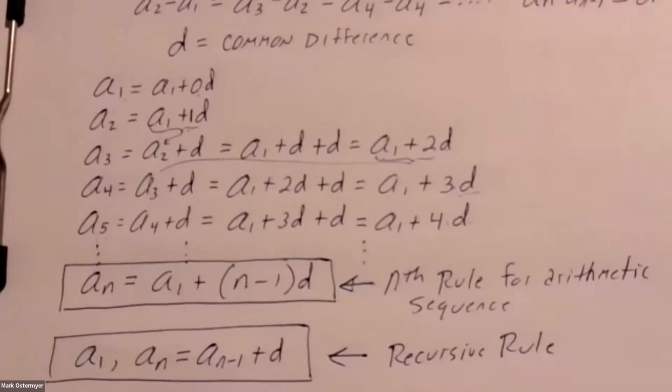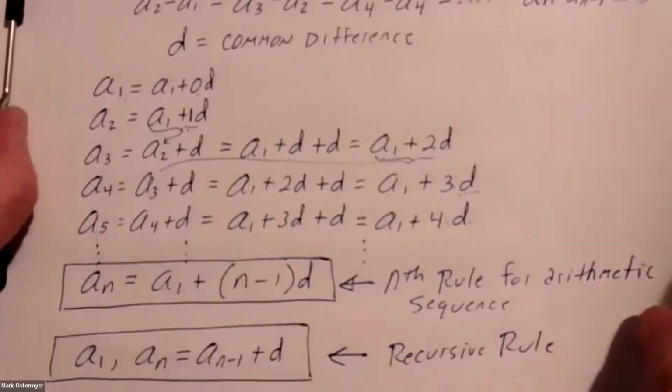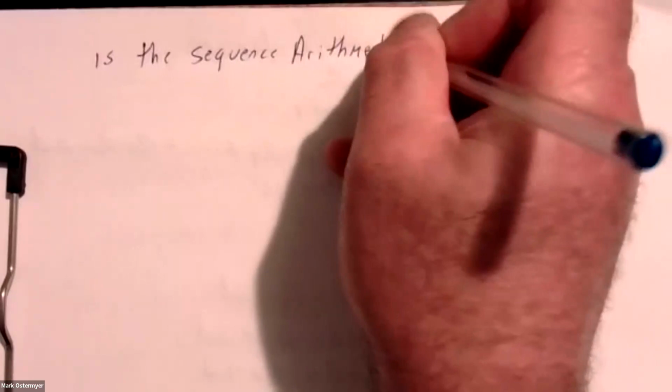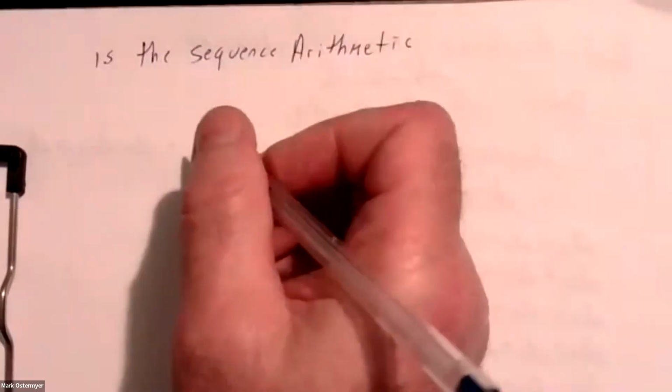All right. Now, this is also shown in section 8.2 of your textbook. All right, now I'm going to show ourselves some sequences, and we're going to ask ourselves whether or not the sequence is arithmetic.